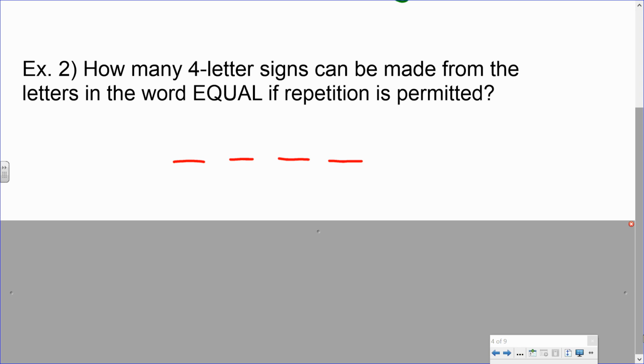How many letters can I choose from for my first letter? 5. Repetition is permitted. How many choices do I have for the next letter? Any of those same 5. And then, so what is 25 times 25? 625, and these are how many signs, so I label that.